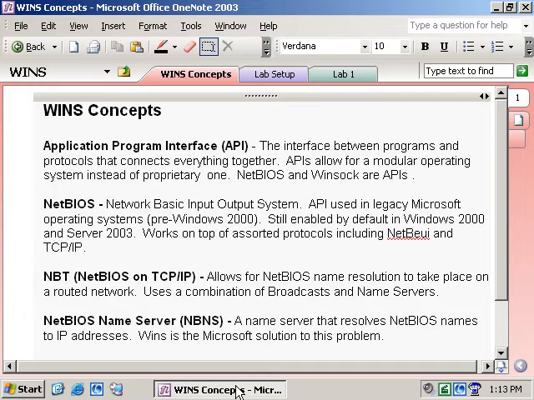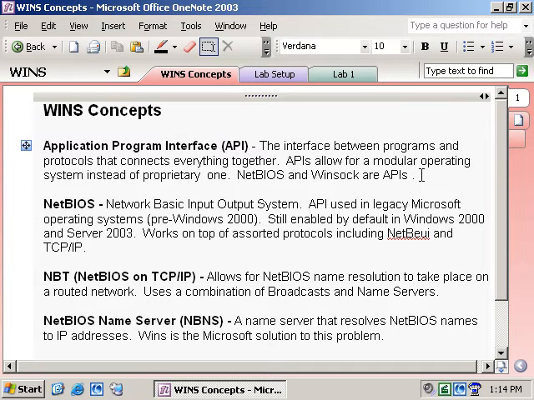Let's take a look first at our first concept, which is the Application Program Interface, often referred to as an API. This is somewhat confusing, I've found, when going over this with students, but the API is the interface between programs and protocols that connects everything together. APIs allow for a modular operating system instead of a proprietary one. NetBIOS and WinSock are APIs.